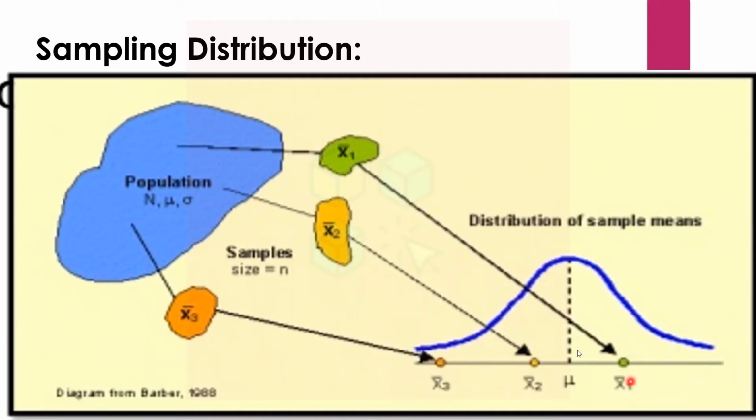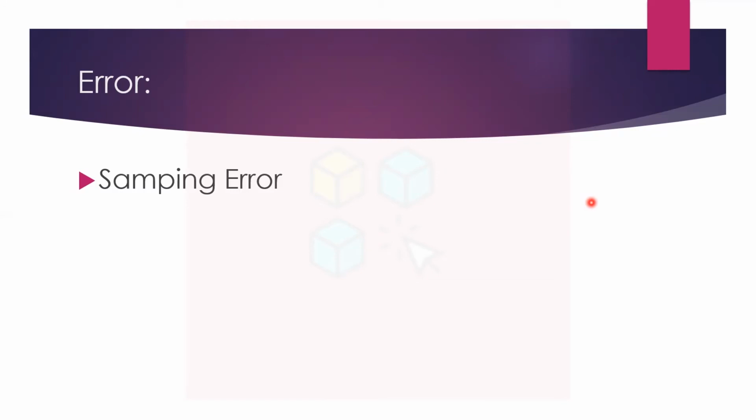The difference between x bar 1 and mu, the difference between x bar 2 and mu, and x bar 3 and mu is called the sampling error. There are two types of errors. Sampling errors are those errors which occur due to the process of sampling. The other one is non-sampling error, which occurs from the procedure of calculation and the measurements obtained from the sample.